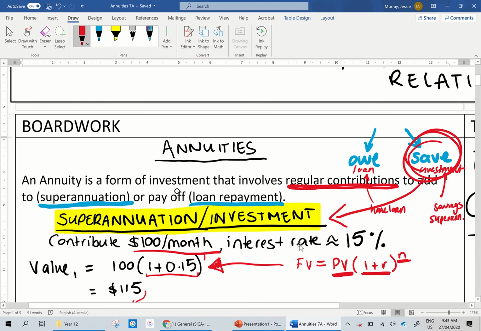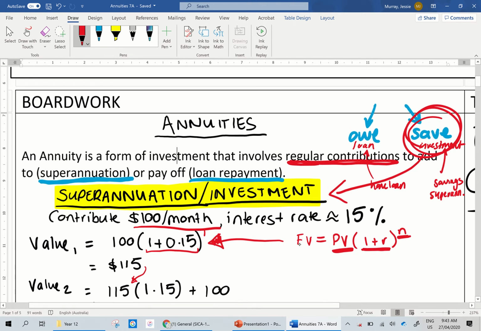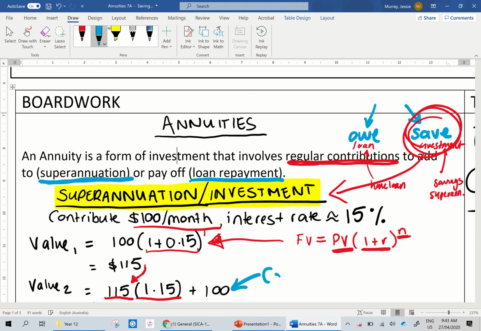So now let's think about the second month. Now in the second month, that $115 is what I'm starting with. The second month says, okay, you've now got $115. It's going to be charged interest at 15%, but you also make another contribution. Okay? So I'm going to call my contribution a down payment.